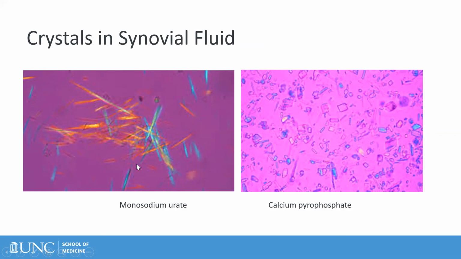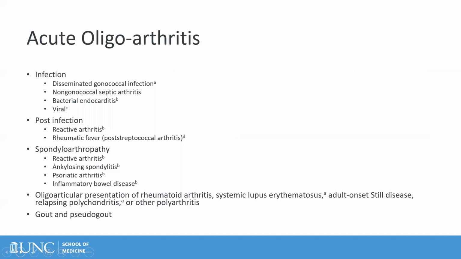So on the left panel, you see monosodium urate. They're all needle-shaped. Sometimes they're very long, sometimes a little bit shorter. But the calcium pyrophosphate crystals are really very varied. You can see these boxcar shaped, and then these parallelograms. And they are positively birefringent. So you should be able to differentiate these crystals under your microscope in the clinic. And it's kind of fun to do that.